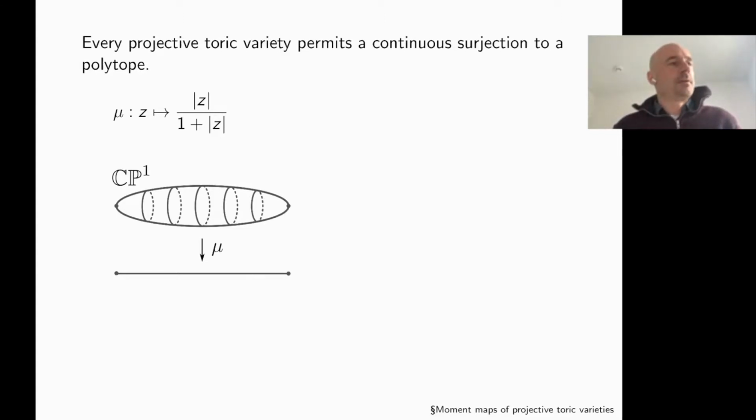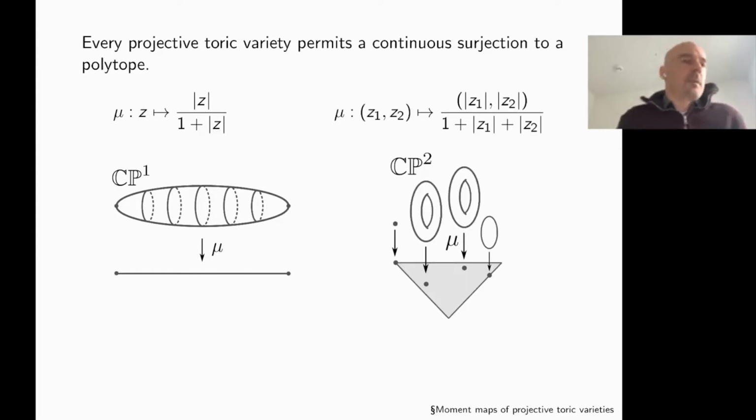So you use the absolute value, it factors through taking the absolute value, and then you perform this thing, so you end up in an interval. Okay, that's a moment map. And it works similarly for CP2. Here again, given affine coordinates, looks sort of similar.